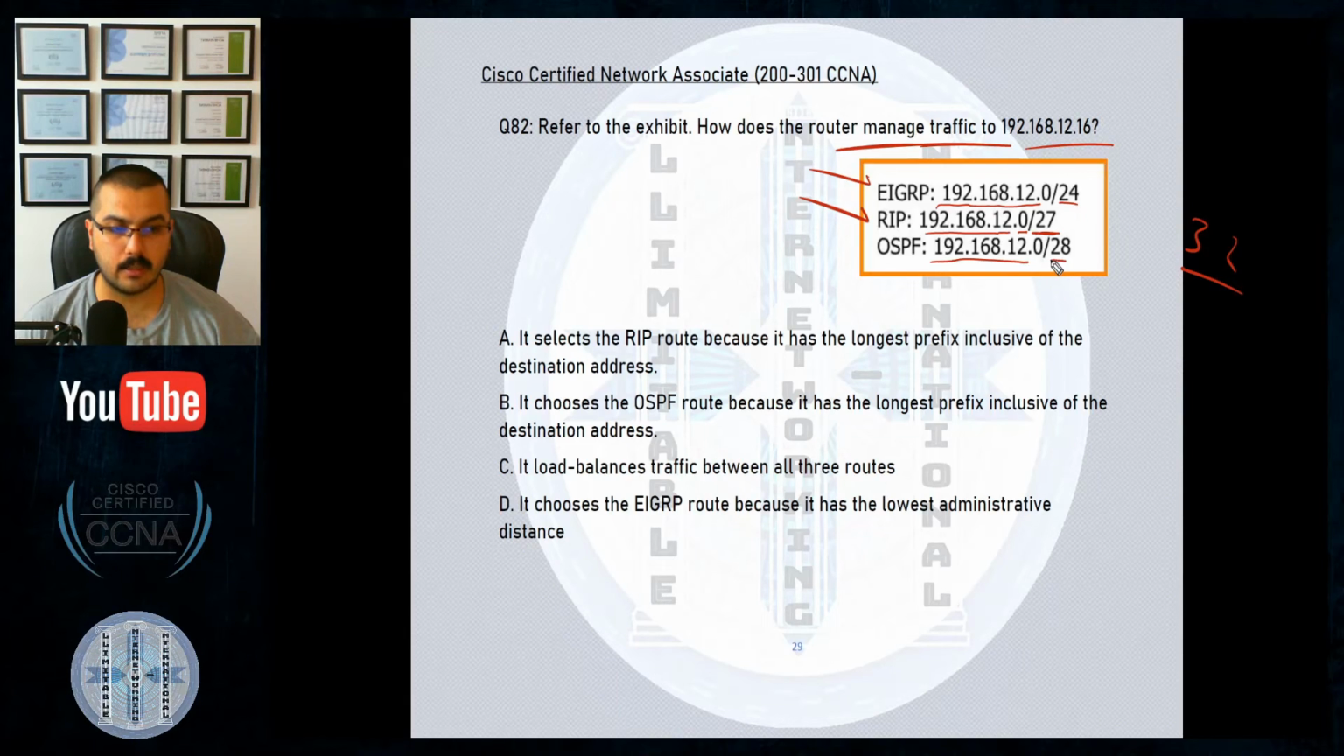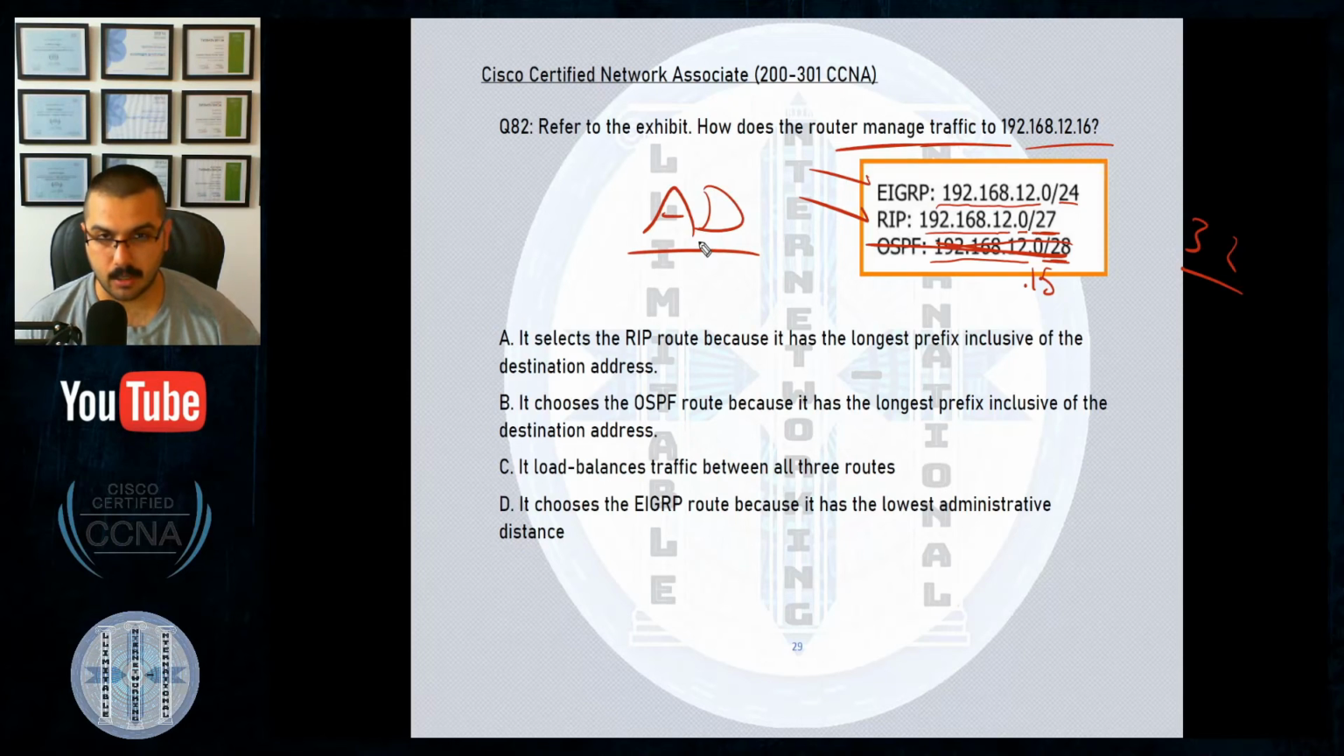And /28 gives you an increment value of 16, so it will start at 0 and will end at 15, an odd number for a broadcast ID, so this one does not use that. So I have only two of those. Which one will win? The EIGRP, which has the lower AD.